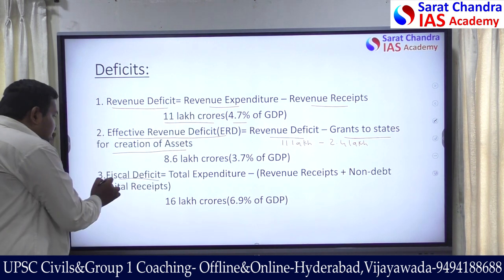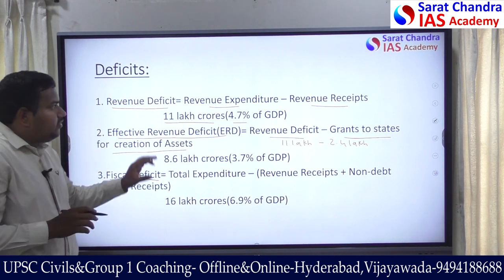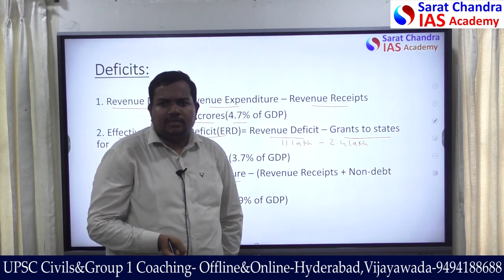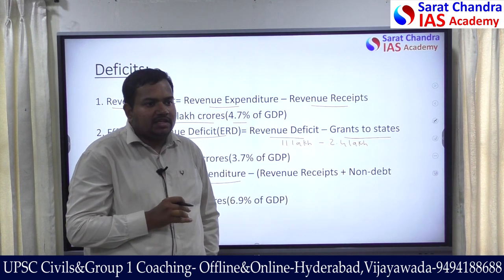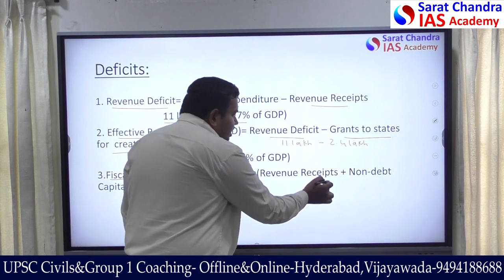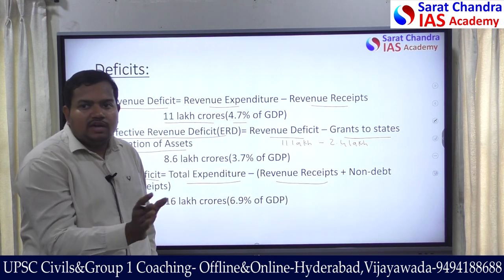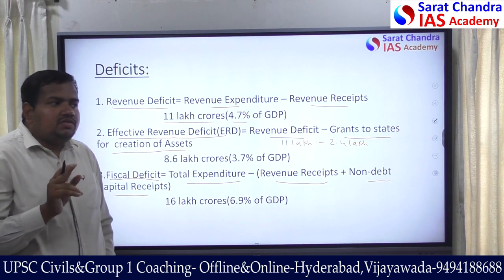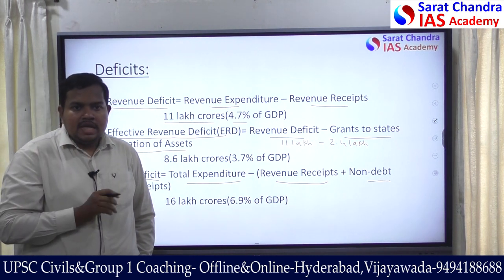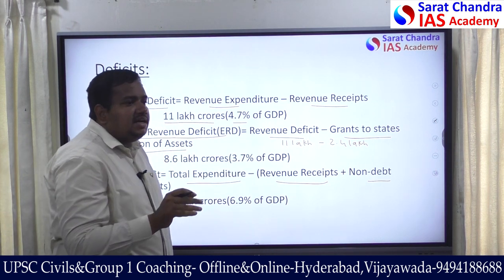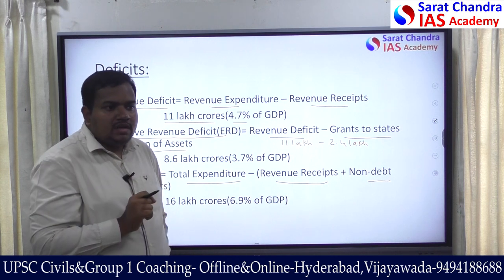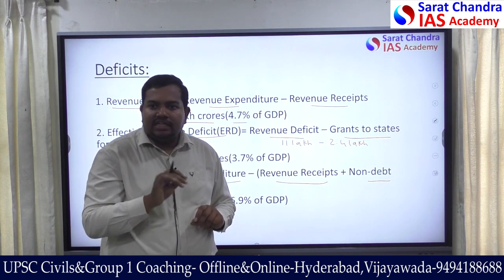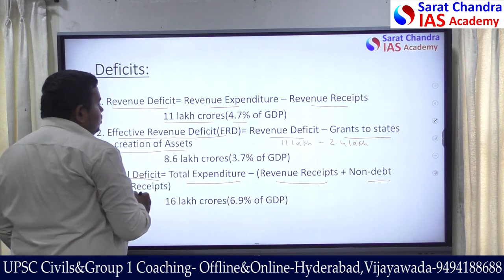Next, what is meant by fiscal deficit? This is very important. Out of all the deficits, fiscal deficit is very important. So, total expenditure means revenue expenditure plus capital expenditure. So, total expenditure minus the total of the revenue receipts and non-debt capital receipts. That means here we are not going to consider borrowings. We are going to take the whole revenue receipt, but in the capital receipts, we are not going to take debt receipts, that is borrowing. So, how much will it be? Total expenditure, how much?